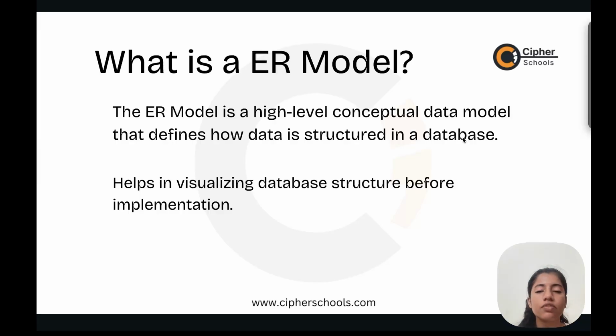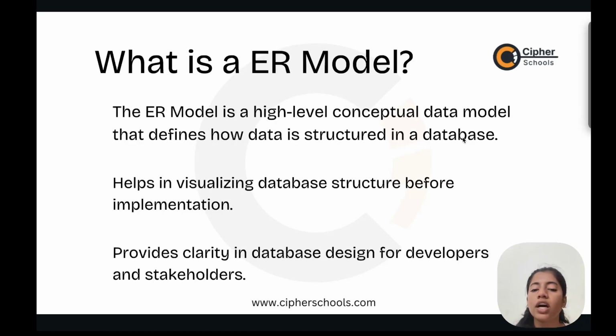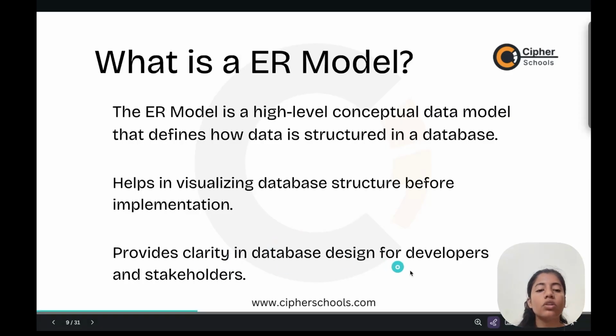Now if a client comes to you and gives you a paragraph of requirements, it may happen that you understand it incorrectly and implement it, but at the time of delivery of the product, the client says that this is wrong and this is not what was expected. To avoid this problem, it is better to have an ER model, so that it provides clarity in database design for both developers and stakeholders. So this is what we discussed about the ER model.